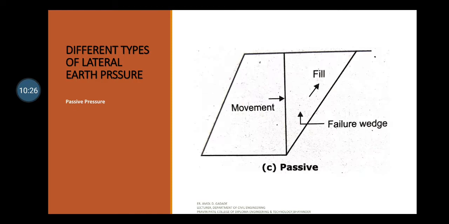The third one is passive pressure. A state of passive pressure exists when the movement of the wall is such that the soil tends to compress horizontally. The passive pressure develops on the left side of the wall below the ground level.